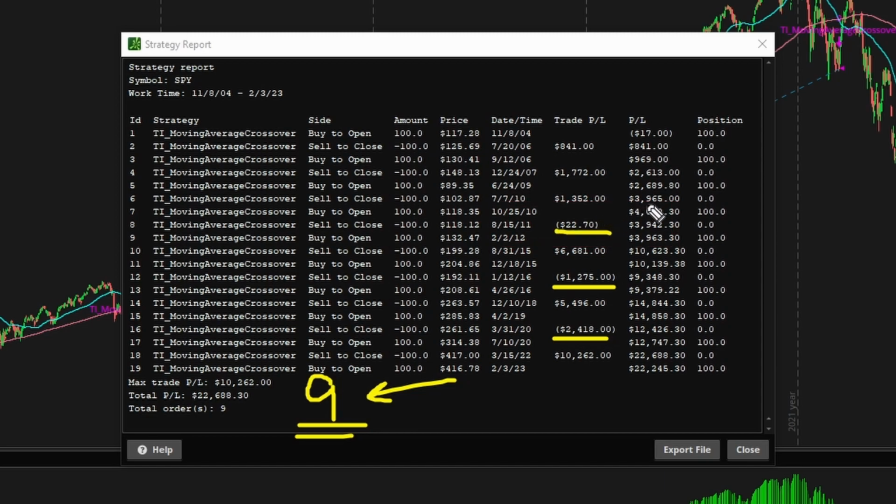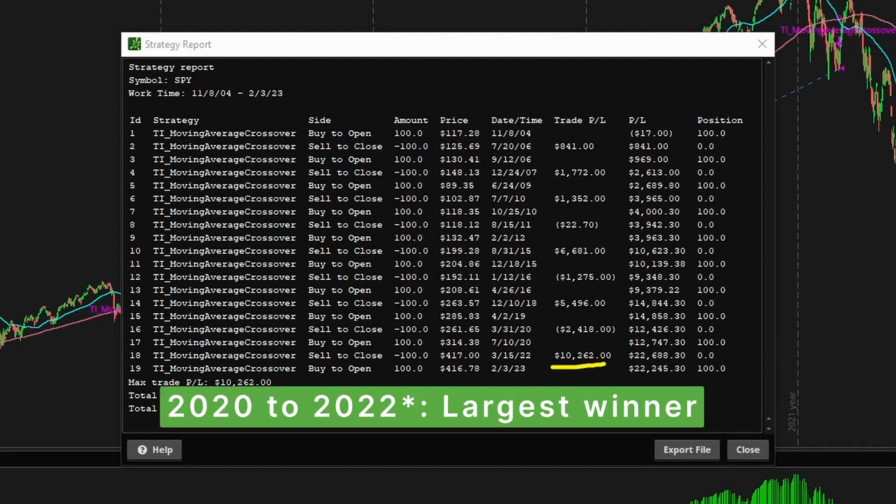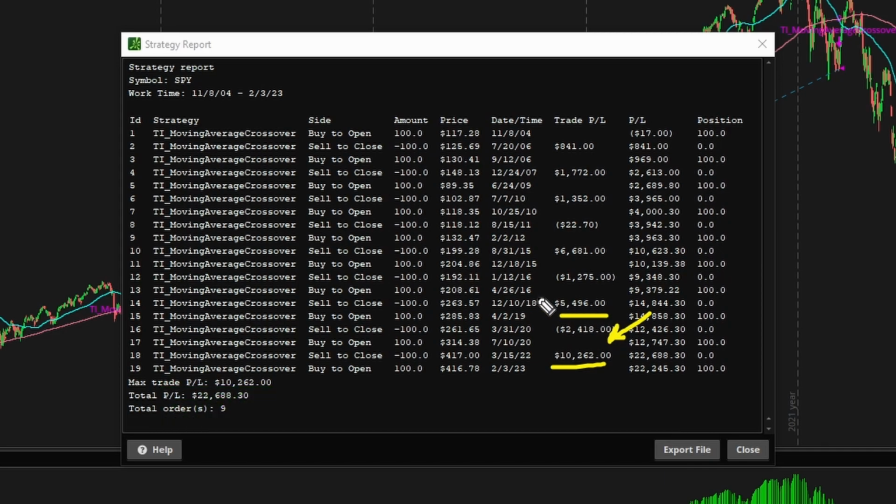Now this loser back in 2010 to 2011 was a fairly small loser. These other 2 were slightly larger. However, if you compare some of the wins, you can see that the wins are much larger. The win from 2022 to 2023, which helped you catch much of this rally, a very nice winner. Same thing in 2016 to 2018. Same thing in 2012 to 2015.